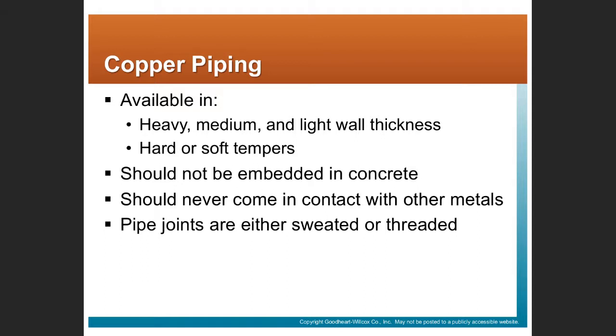Certainly, we have to have what's called a dielectric union if we're trying to join copper piping with galvanized steel piping. Again, different types of metals will have what are called galvanic reactions. One of the metals will disintegrate over time. Copper piping we typically join by sweating. This says threading, but I'll show you a couple different ways that we can join copper pipe.